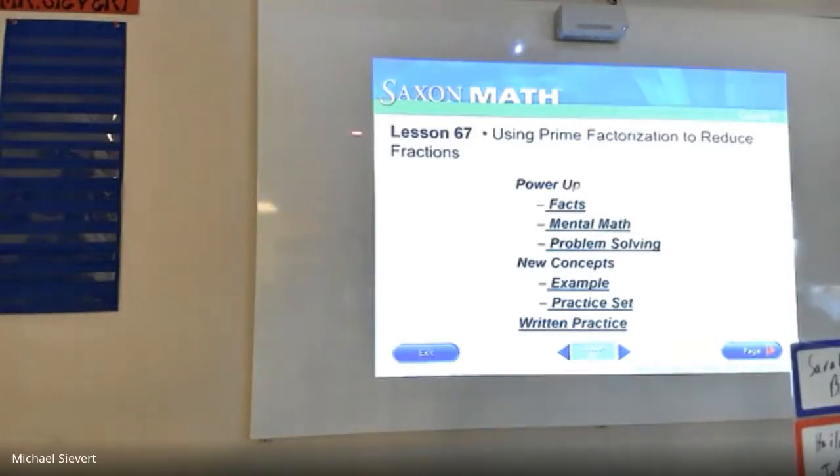So, lesson 67, make sure that it's on the top. We are using prime factorization to reduce fractions. You know how to reduce fractions. Now, this is going to be another tool in your tool belt when you need to reduce a fraction.